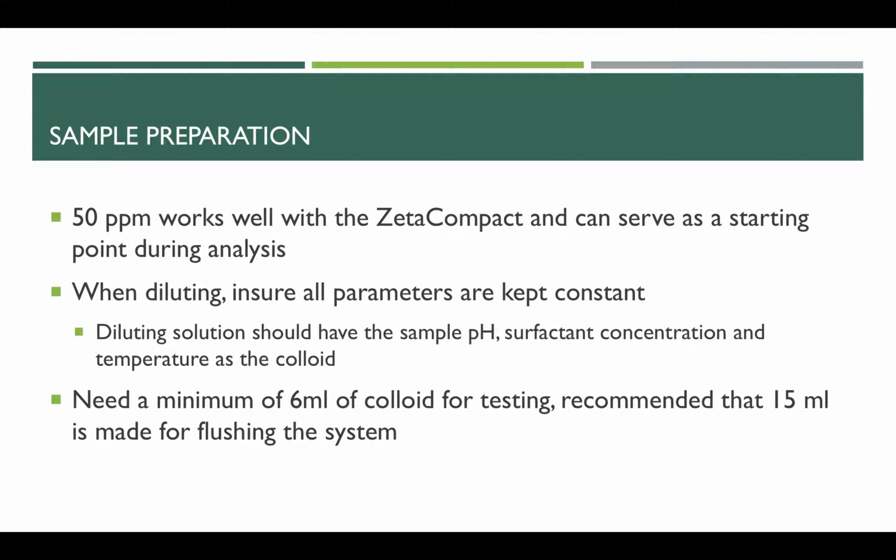Another thing to consider when preparing samples is the volume that is needed. A minimum of 6 milliliters is needed to fill the measuring cell of the ZetaCompact, but it is suggested that you prepare at least 15 mL of your colloid. This extra volume is typically trapped in the inlet or outlet tubes used in the ZetaCompact, or it can be used to flush the cell prior to collecting data.